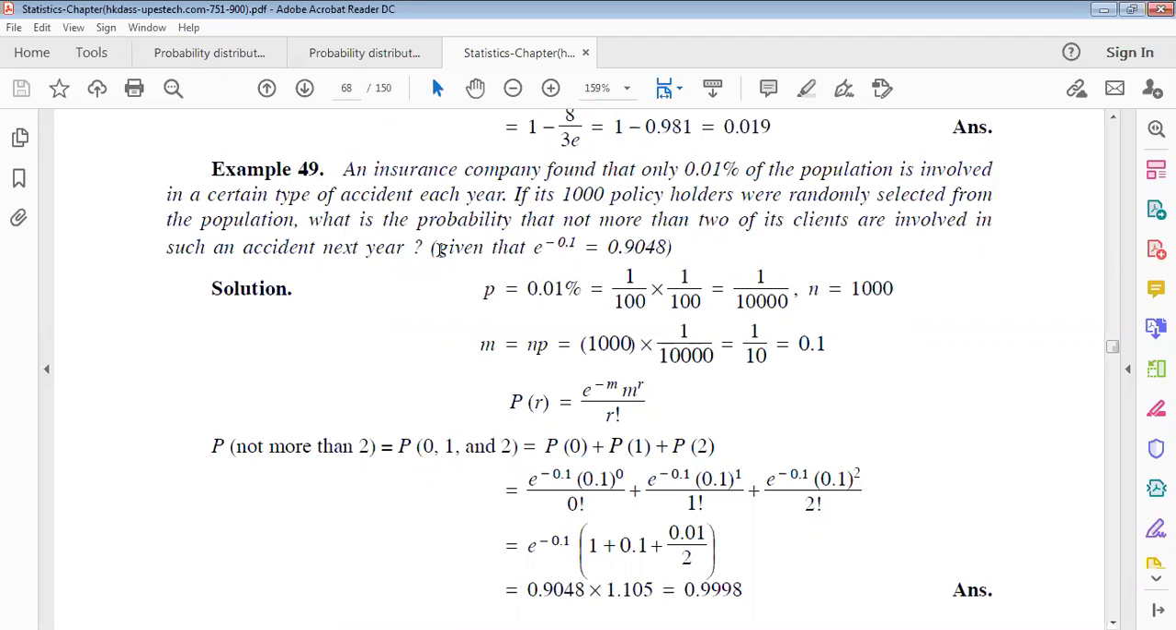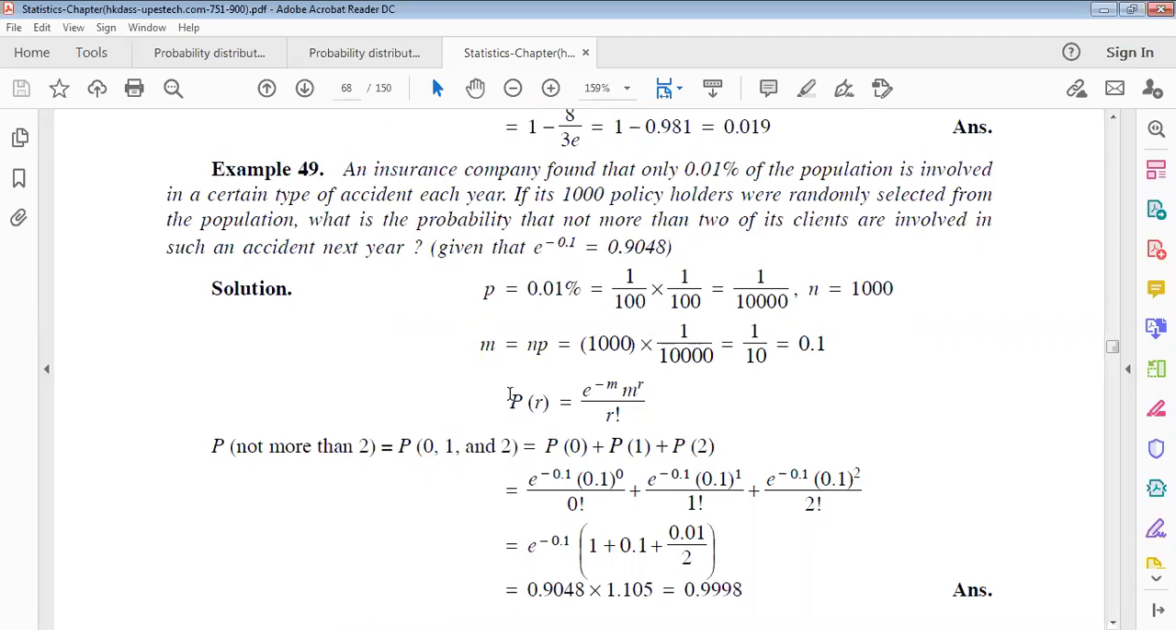That means the insurance company always works with accidents. This is why the probability is 0.01%. If we remove the percent, we have to divide by 100, so 1 by 100 times 1 by 100, right? Now 1 by 10,000. Now the total number of policy holders is 1000. So if we want to find the mean for the Poisson distribution, m equals np equals 0.1.